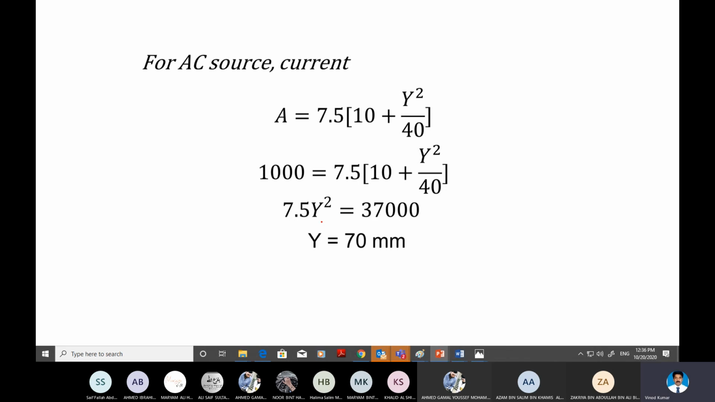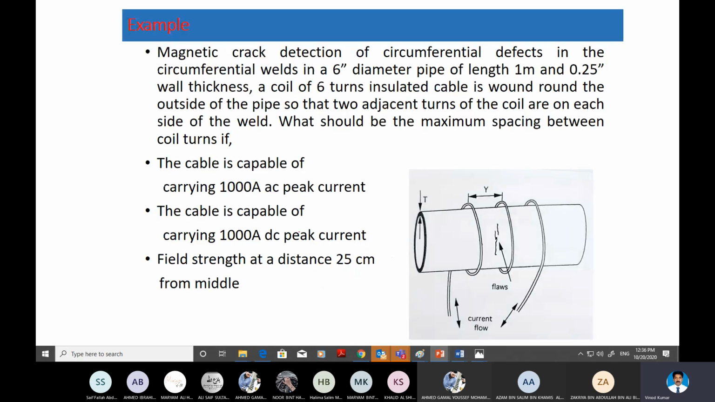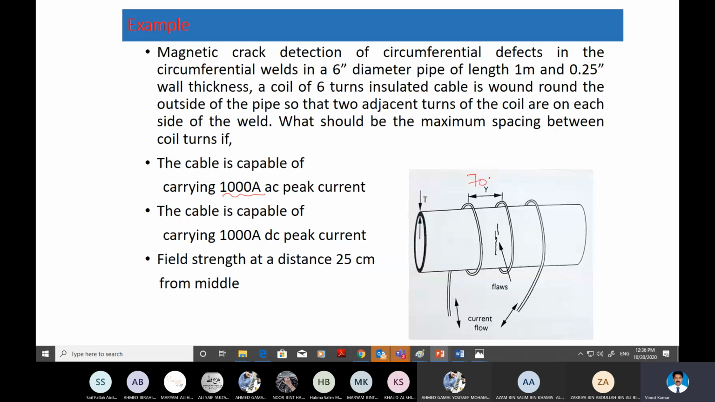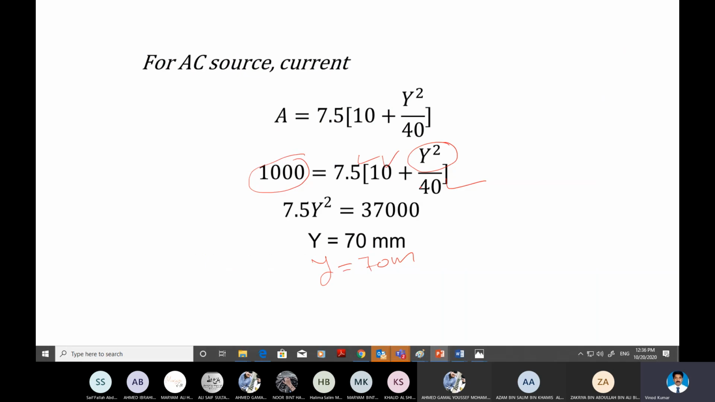Now from here, for the minimum spacing required for this application, only y is unknown, the current is given. These are already in the question, so substitute and find y. If AC current of 1000 A is applied, then the spacing should be 70 millimeters. It may change depending on the source. Now let us see how much it is for DC. Can we use the same equation for DC?